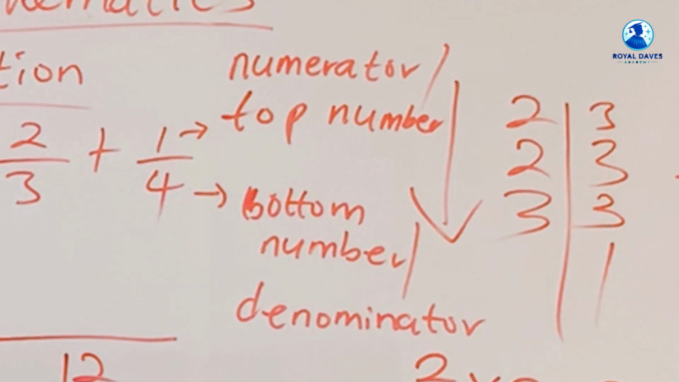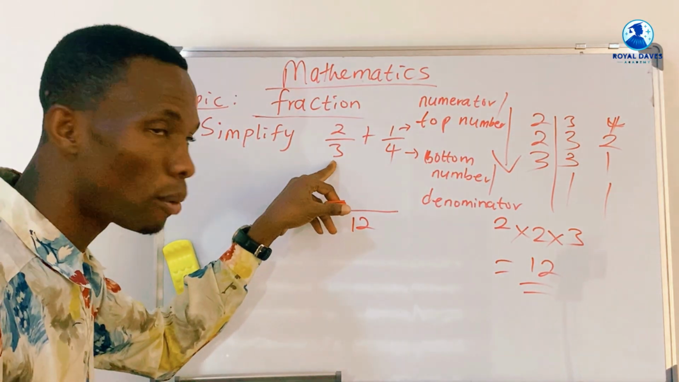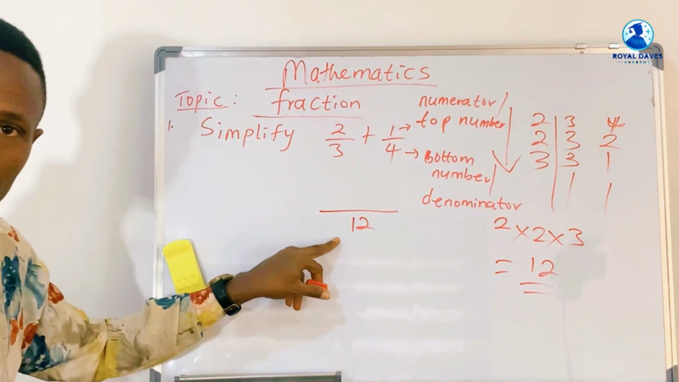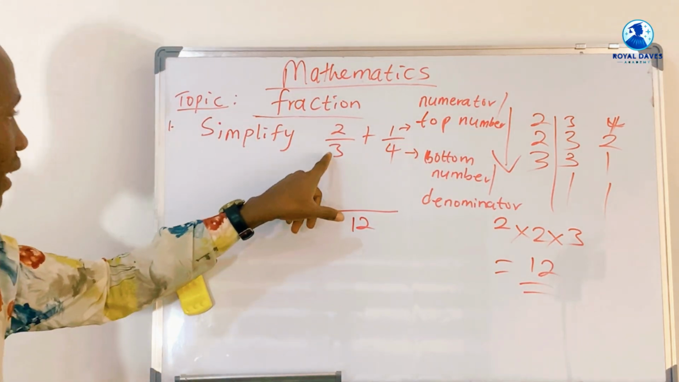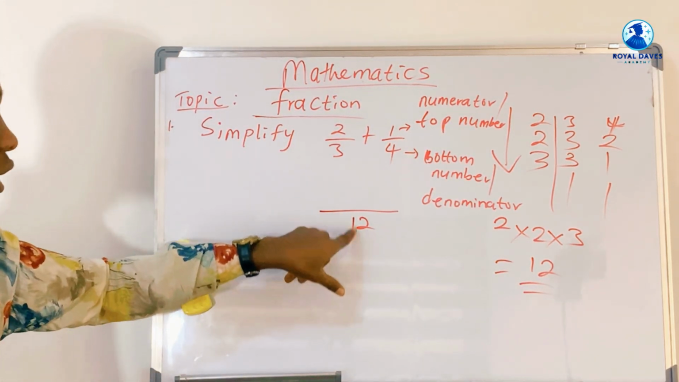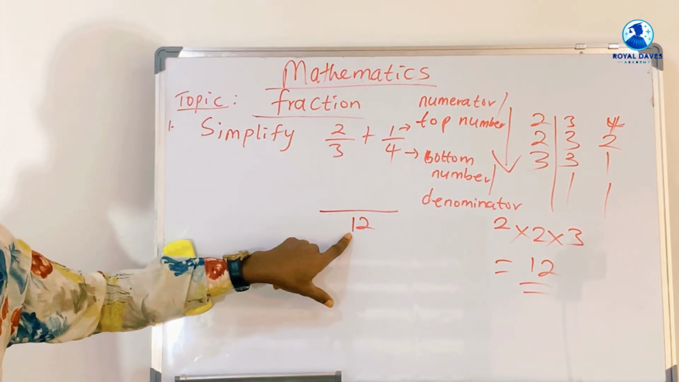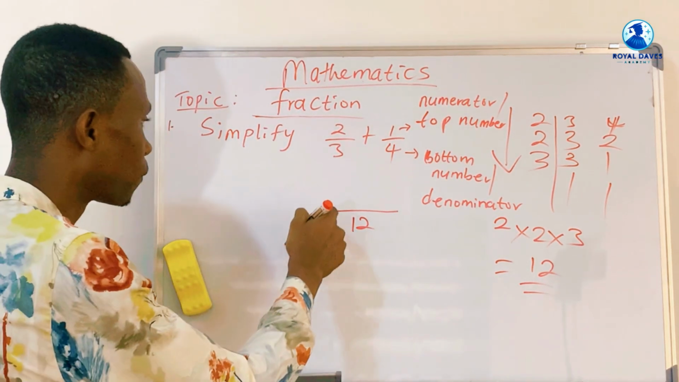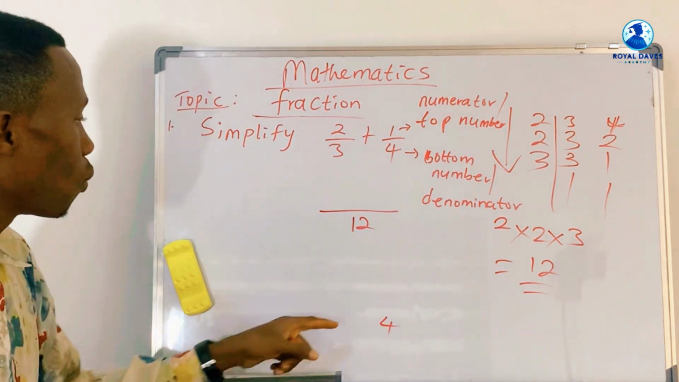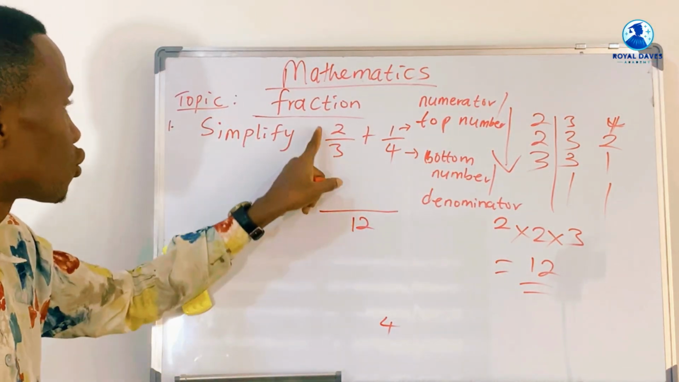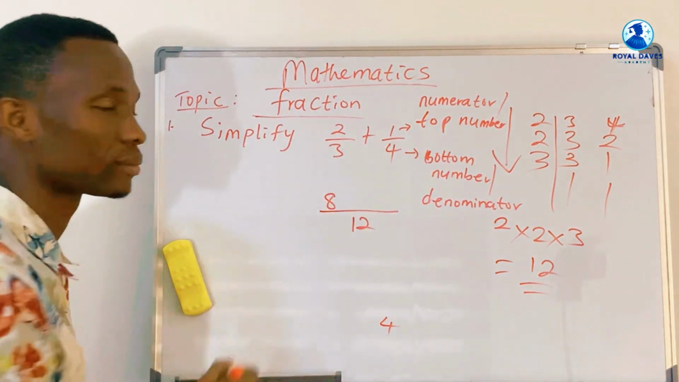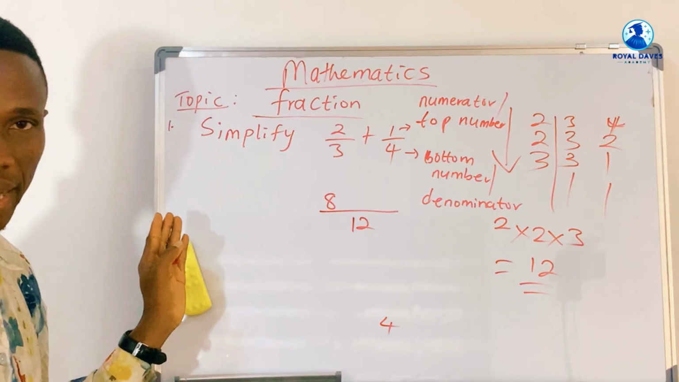So you can see, we are going to divide the LCM by this bottom number. So we say 3 divide 12. 3 people are to share 12 oranges. What will they get? It's simply 4. Once they get 4, we use the 4 and multiply the top number. 4 times 2 will give you 8. We are done with the left hand side.